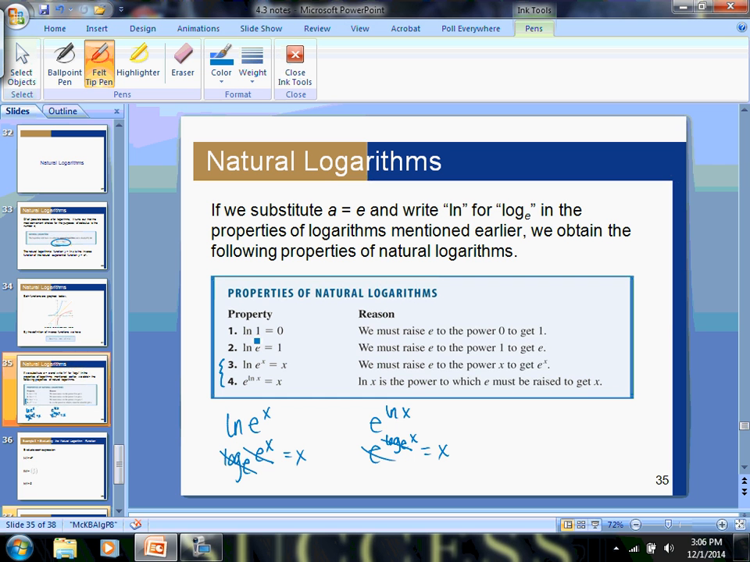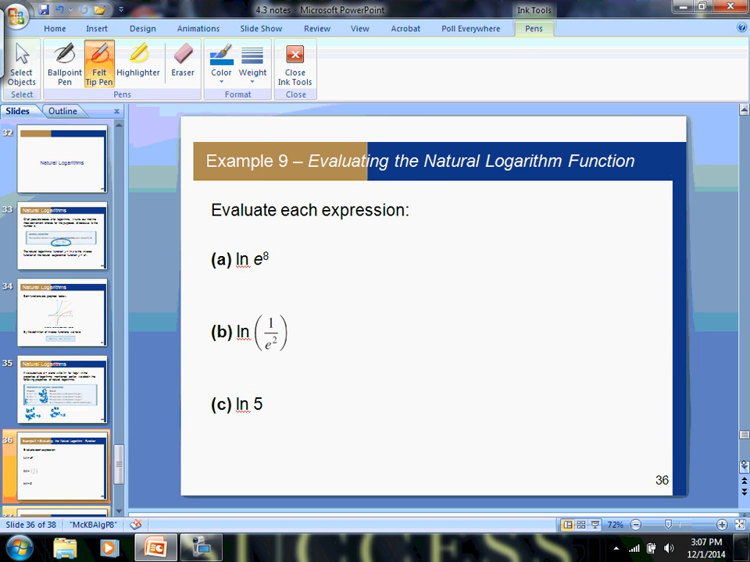And for property number 1, again, this is like log base e of 1 equals 0. So e to the 0 power is 1. And here, the property number 2, that would be log base e of e equals 1. Okay, again, you could think of it as canceling or thinking of it as e to the first power is e. So those properties that we talked about in section 4.3 day 1 still apply to the natural log. Okay, so we're going to use those properties. Now we're just working with natural logs instead of logarithms.